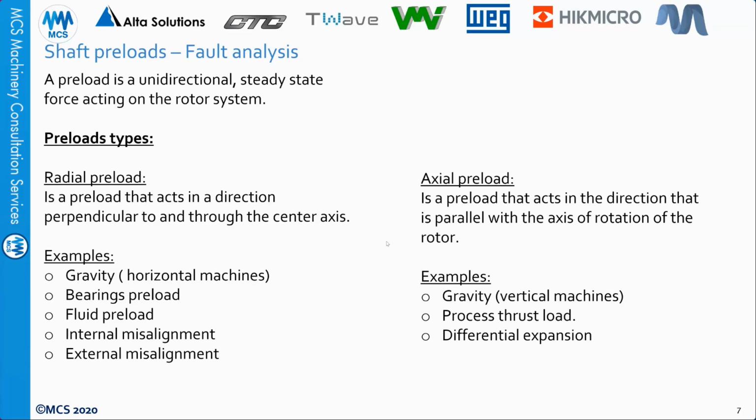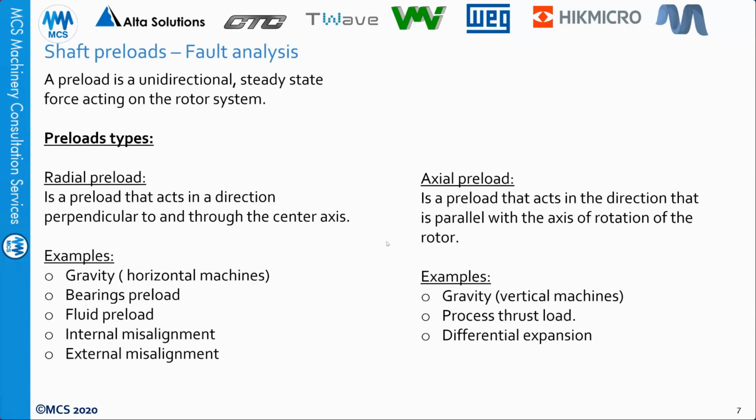So, the shaft preloads fault analysis. The preload is a unidirectional steady-state force acting on the rotor system. We have preload types: radial preload and axial preload. The radial preload acts in the direction perpendicular to, and through, the center axis of the shaft. And the axial preload acts in the direction parallel with the axis of rotation of the rotor.